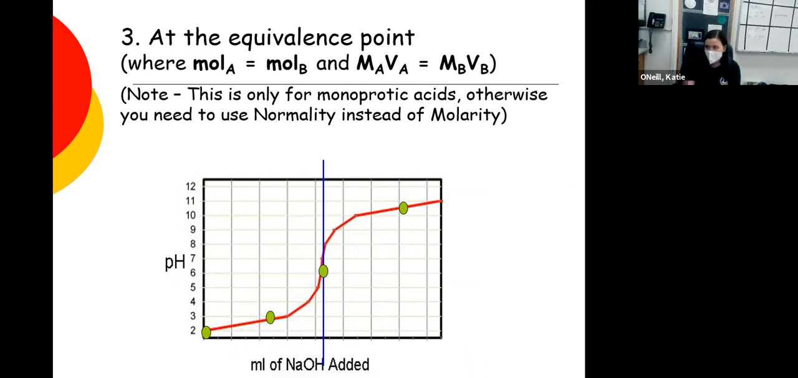You had to use NAVA equals NBVB, normalities, where, if you remember normality, you just take the molarity and you multiply it by the positive oxidation numbers. So for example, if it was like barium hydroxide, barium has a +2 charge, and so you would just double your molarity. So in an acid case, because they're avoiding diprotic acids, they're not giving you diprotic pH curves or anything, they're using M instead of N, which does work because it's monoprotic.